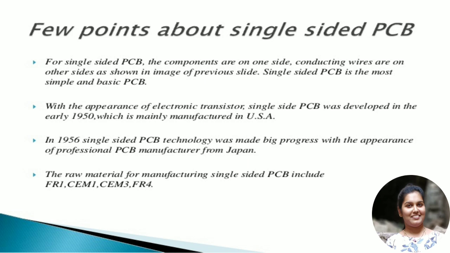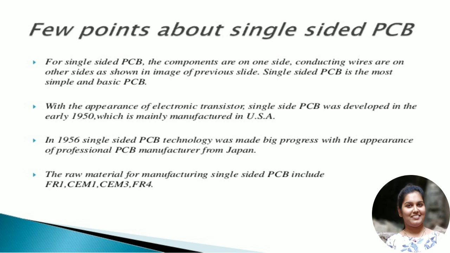Previously I was telling you that PCBs generally have the advantage of mass production. Single sided PCBs, because of the simplicity in the design, are the ideal choice for mass production. These are low cost modules and are widely used in many applications like stereo components, calculators, cameras, power supplies, printers and all. So all the simple and basic low cost applications will generally incorporate single sided PCBs.